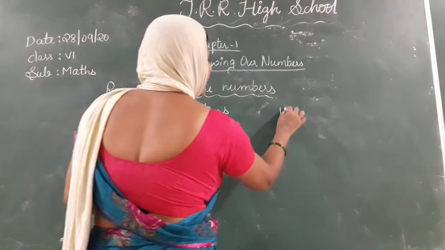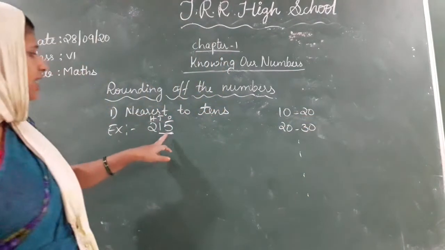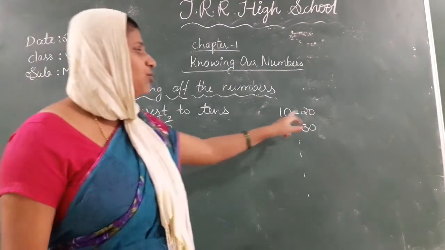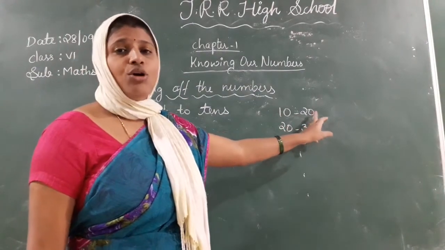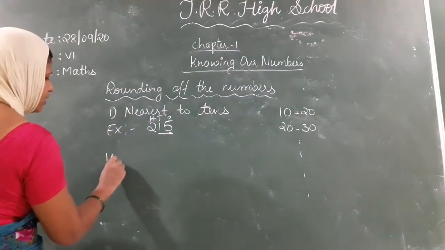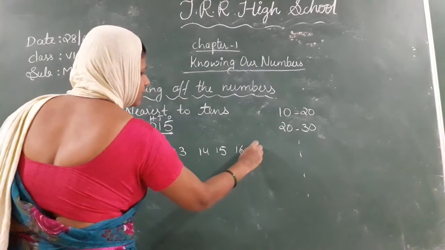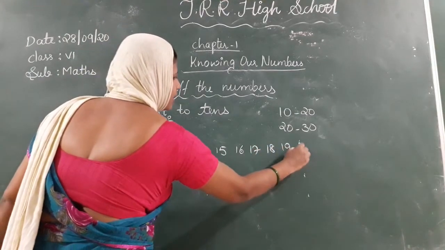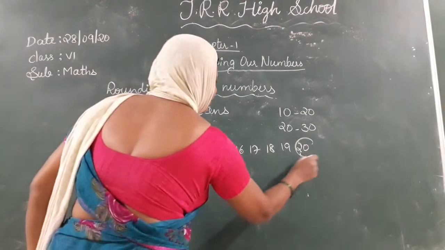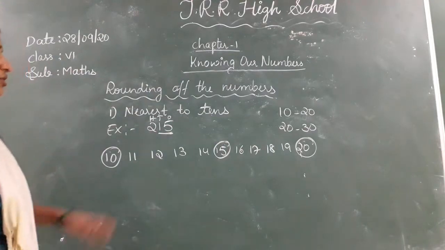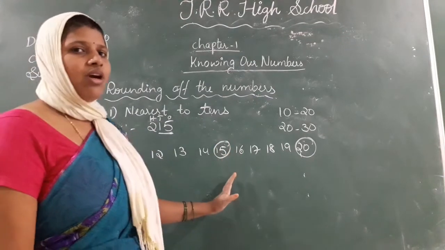Now, as I said, 10 to 20, 20 to 30 and so on. Now tell me, does 15 lie between 10 to 20 or 20 to 30? Yes, 15 lies between 10 and 20. So write down 10, 11, 12, 13, 14, 15, 16, 17, 18, 19 and 20. Now as I said, you have to circle 10 and 20, and the in-between number 15. This is common for all the numbers. You circle both ends of the numbers and the number in between.